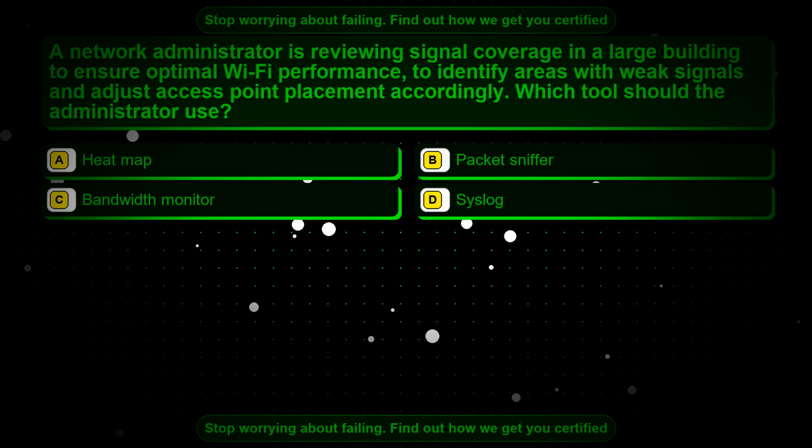Question 20. A network administrator is reviewing signal coverage in a large building to ensure optimal Wi-Fi performance, to identify areas with weak signals and adjust access point placement accordingly. Which tool should the administrator use? Option A, heat map. Option B, packet sniffer. Option C, bandwidth monitor. Option D, syslog.